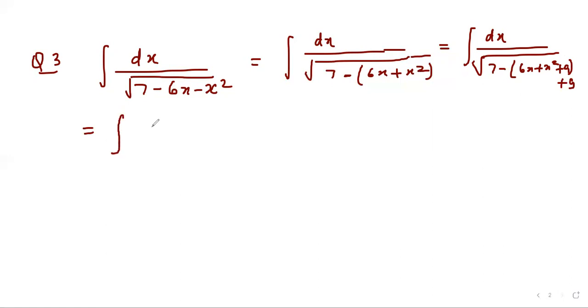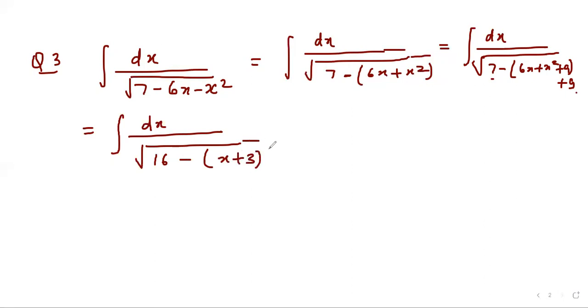This becomes integration dx divided by root of, here 7 and 9 will become 16, minus... this is x square plus 6x plus 9, so it will become (x plus 3) whole square. Let x plus 3 equal t, from where we get dx equal to dt.